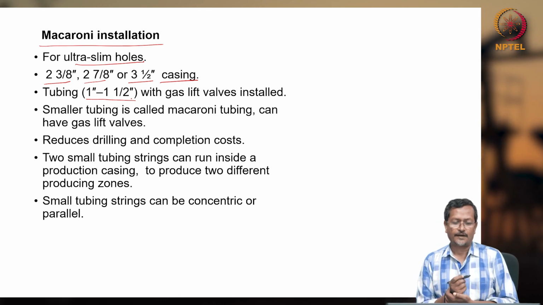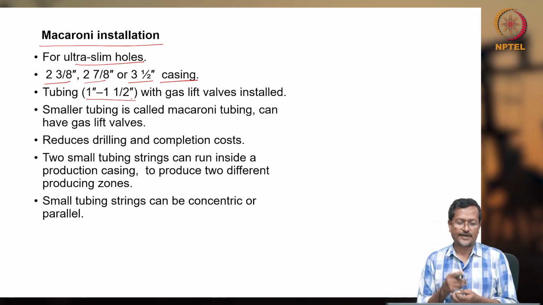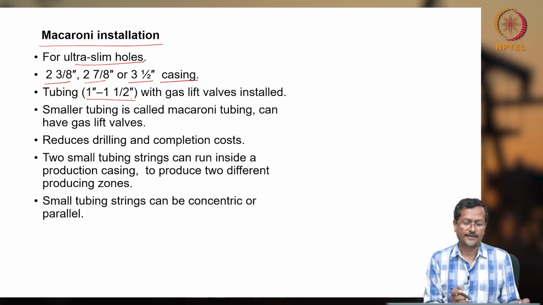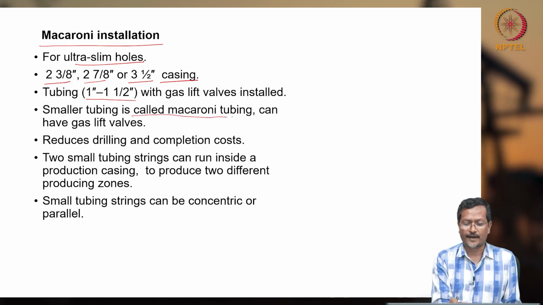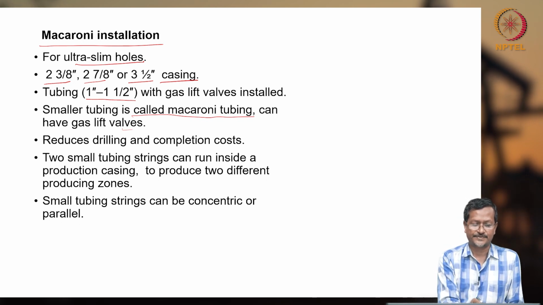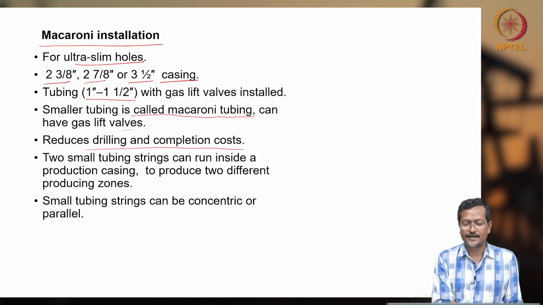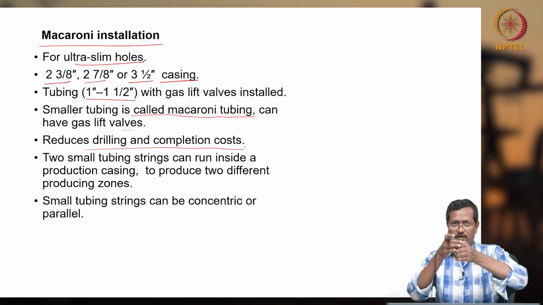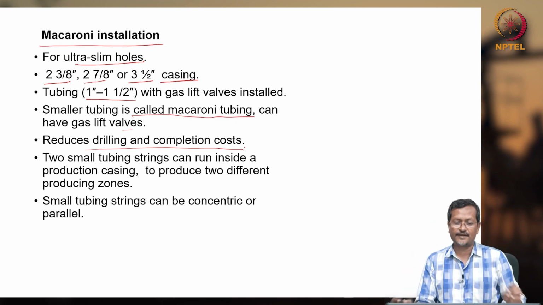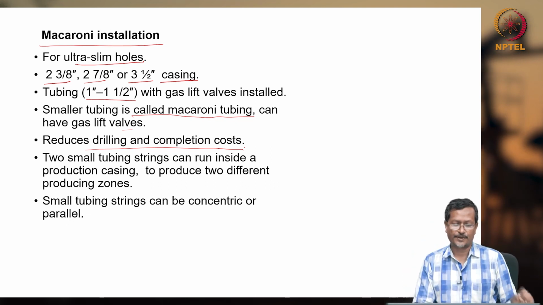Okay, with the gas lift valve installed, we have to fix the gas lift valve within that. Everything is very narrow and compact. The smaller tubing is called macaroni tubing, and that tubing can have gas lift valves. This reduces drilling and completion cost because you have only a slim hole and you are injecting gas, instead of redrilling or recompleting.